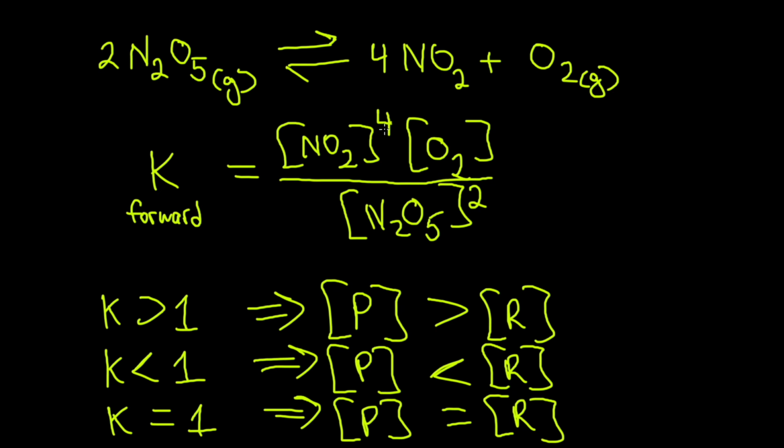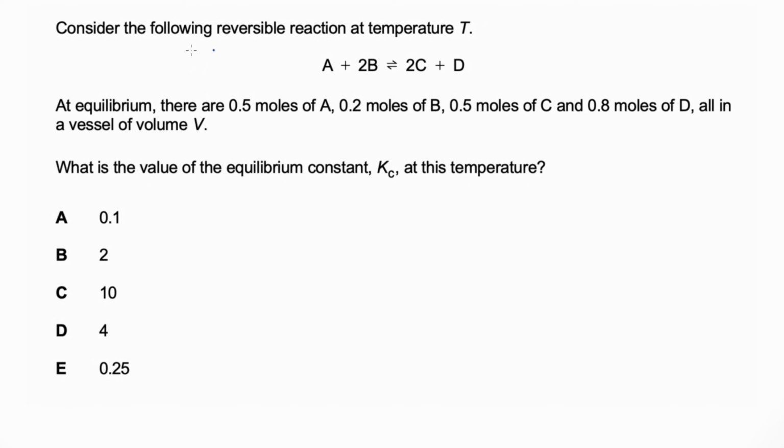There are many examples dealing with equilibrium on the IMAT test. However, I did find one, and we're going to take a look at that. So consider the following reversible reaction at temperature T. A plus 2B is at equilibrium with 2C plus D. It says that at equilibrium, there are 0.5 moles of A, 0.2 moles of B, 0.5 moles of C, and 0.8 moles of D, all in a vessel of volume V. What is the value of the equilibrium constant Kc at this temperature?